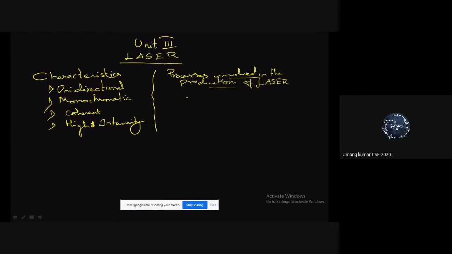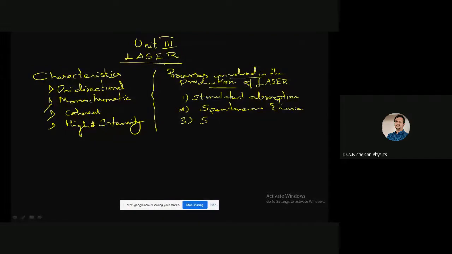Four. Absorption, spontaneous. First one is absorption, it is nothing but stimulated absorption. Absorption is followed by spontaneous emission. And the last one is stimulated emission. And population inversion also. After achieving the population inversion only, the stimulated emission process will take place. So you can say these three processes.